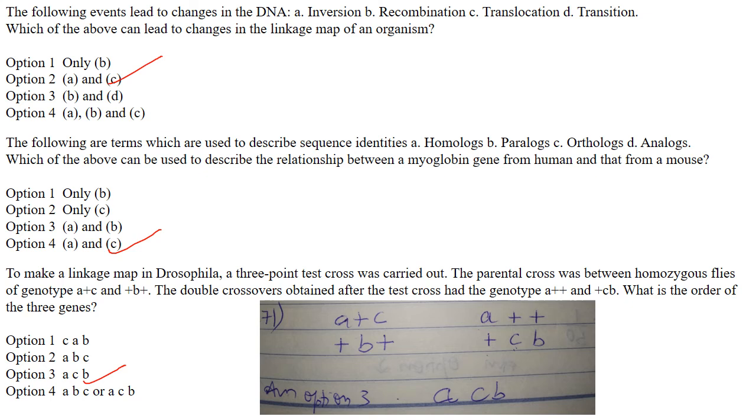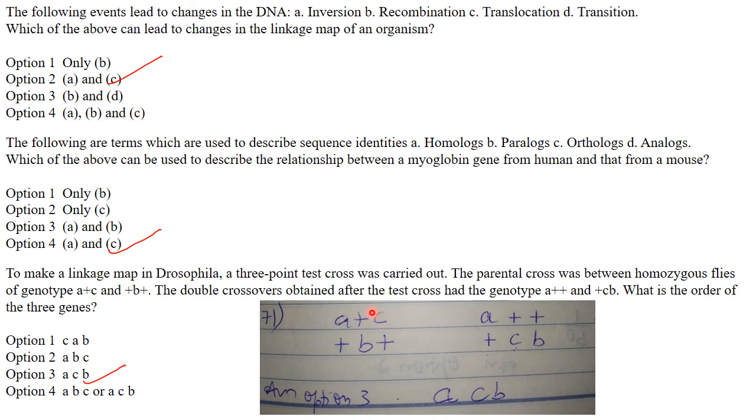So these are the parental combinations, that is A plus C and plus B plus. And these are the double crossovers, A++ and plus C B. So the double crossover event moves the middle allele from one sister chromatid to the other. We can see from the table that the C gene must be in the middle because the plus allele is now on the same chromosome as the A and plus alleles.